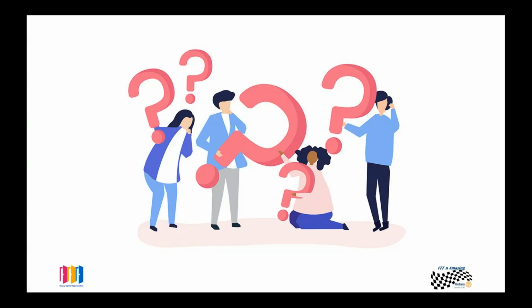So if you don't want people to see you, turn off your camera whenever you join a meeting.